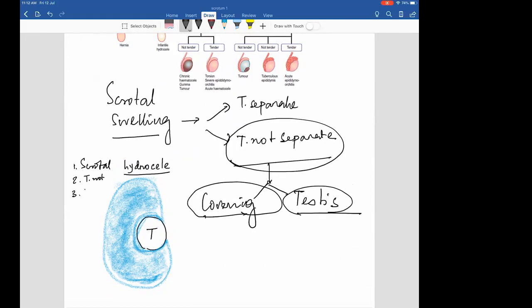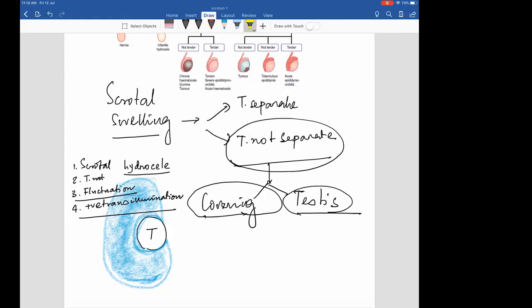Number 3, they will show a fluctuation. In the video in the hydrocele class, I will show you what fluctuation is. And number 4, you will get to see a positive transillumination. Again, in the hydrocele class, we'll talk about the conditions in which you do not get a transillumination. So always remember these points.